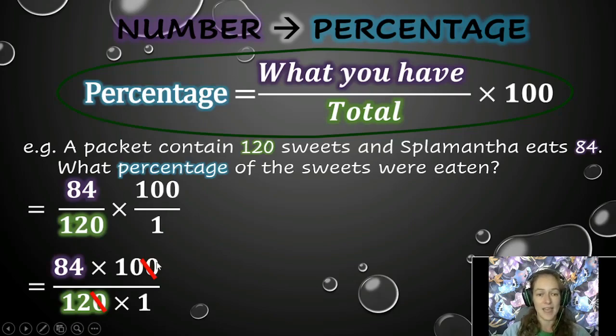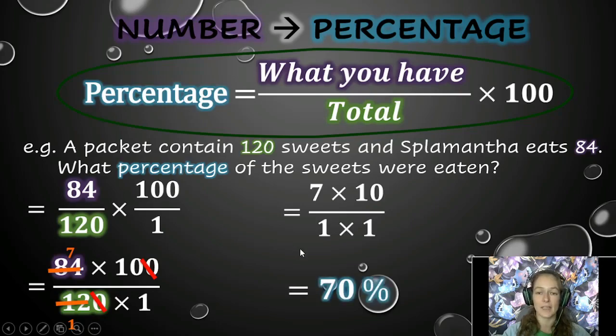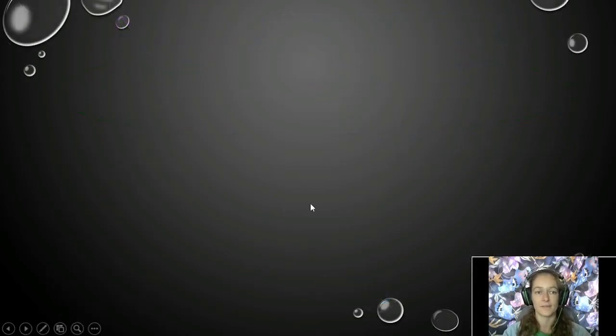You can divide by 10 on the top and bottom to cross those zeros out. Remembering your fraction rules, which is what gives us the top times the top and the bottom times the bottom. In the end, we're going to end with 7 times 10 over 1 times 1, so we get 70%. So greedy old Samantha, she ate 70% of the sweets.